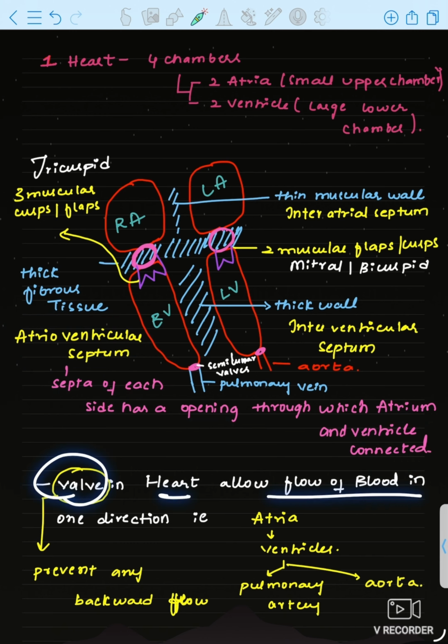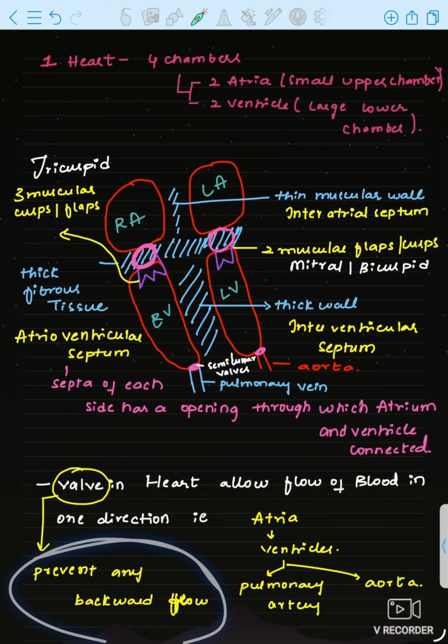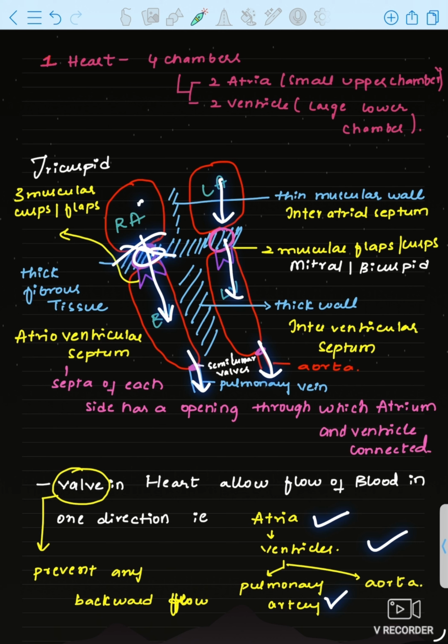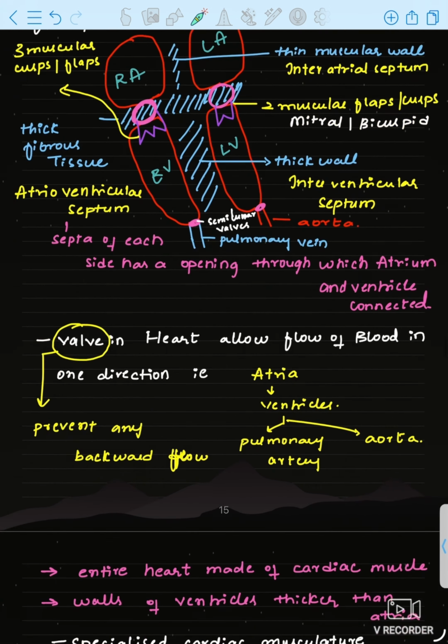Valves in the heart allow the flow of blood in one direction. This valve is there, no? This will allow flow of blood in one direction, no backflow. It prevents the backward flow. Okay, a one direction process should be there. That is why valves are present. Now if blood is present in the right ventricle, it can go to the right atrium, no, but to prevent that, valves are present. Atria to ventricle and then pulmonary artery. Atria to ventricle, then aorta. Okay, this is the structure and its function.